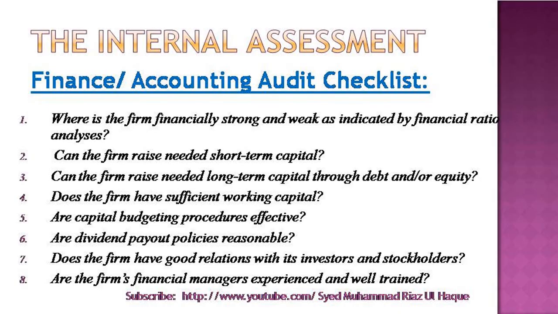Now let's look at a checklist for when we want to evaluate financial conditions or financial accounting functions. So we also have a financial accounting audit checklist. What things should be added in the financial accounting audit checklist? Number one, where is the firm financially strong and weak as indicated by the financial ratio analysis? You have to find this out in your audit checklist.